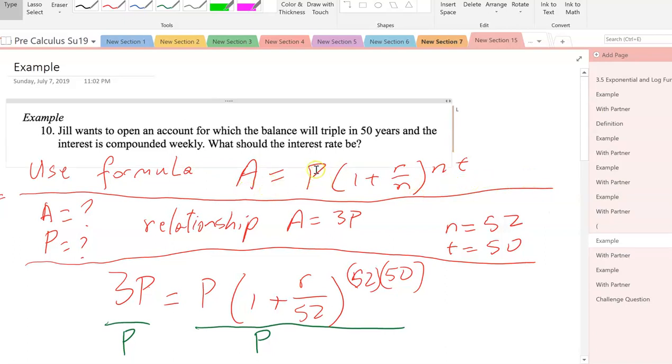We use the same formula. A is equal to P times 1 plus r over n raised to the nt. A, we don't have a specific value for. P, we don't have a specific value for, but we know that your final balance will be triple, or 3 times the amount you started with. So A equals 3P. You're compounding weekly, so n equals 52. Your time is 50 years, so t equals 50. Plug these into our original formula. Replace A with 3P. P remains P. 1 plus r over 52 raised to 52 times 50.